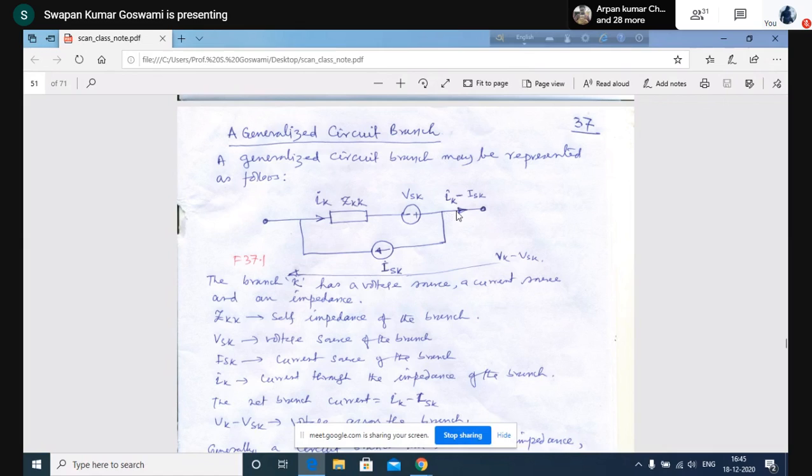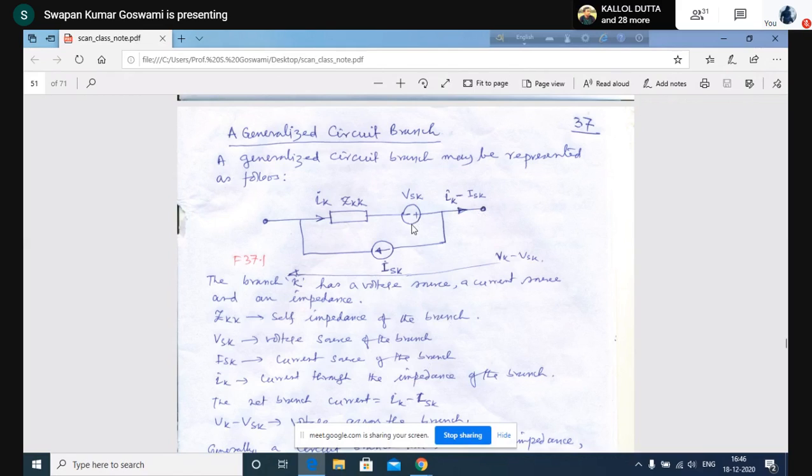If current IK flows here and comes here, and if ISK goes out here, then the current entering the node will be IK minus ISK. Similarly, here the current is IK minus ISK, because IK minus ISK plus ISK becomes IK. So outside this current source, the current is IK minus ISK. This is the current of this element, that means IE, the element current. For the kth element, the current is IK minus ISK. So this is representing the generalized branch.